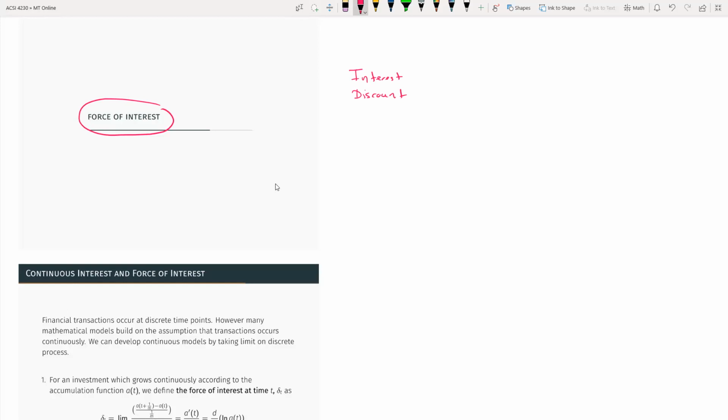The idea behind this concept is actually continuous. We want to credit interest continuously. So when we want to do that, how do we define the rate? For compound interest or simple interest, you have rate i.